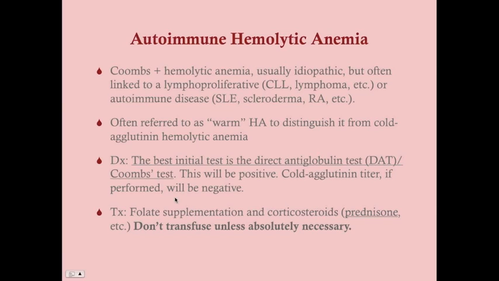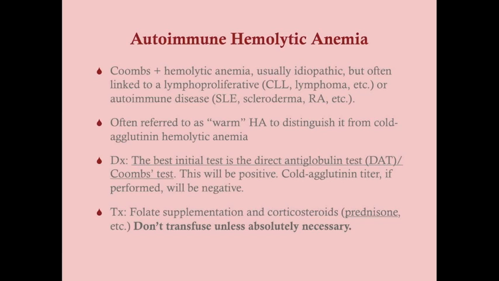The best initial test to get us on the way to diagnosing autoimmune hemolytic anemia is, of course, to get a Coombs test. Coombs test is otherwise known as the direct antiglobulin test, direct Coombs test, and this will be positive in all of the hemolytic anemias that are acquired. So autoimmune, drug-induced, and cold-agglutinin hemolytic anemia. Those will all have a positive Coombs test. However, with the cold-agglutinin hemolytic anemia, as you're going to see when we talk about it, those will have certain symptoms that are specific to it.